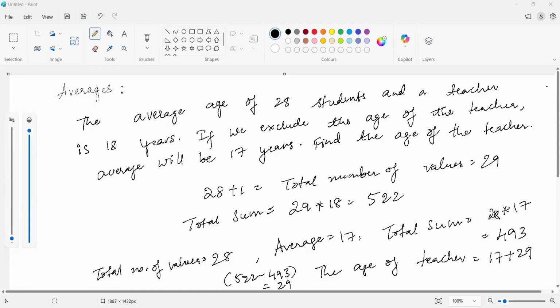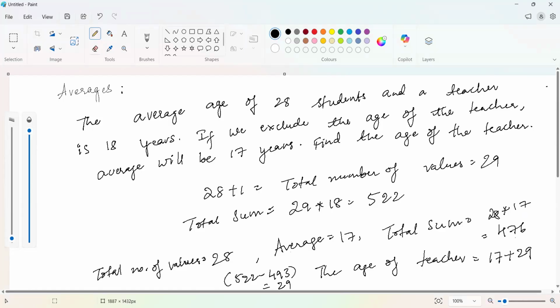Yes, 493, correct. You're getting 476? 476 you're getting. 28 into 17. So what is the difference you're getting, total value directly? 46 only you're getting. Directly you're getting 46. That's also fine. So 476.